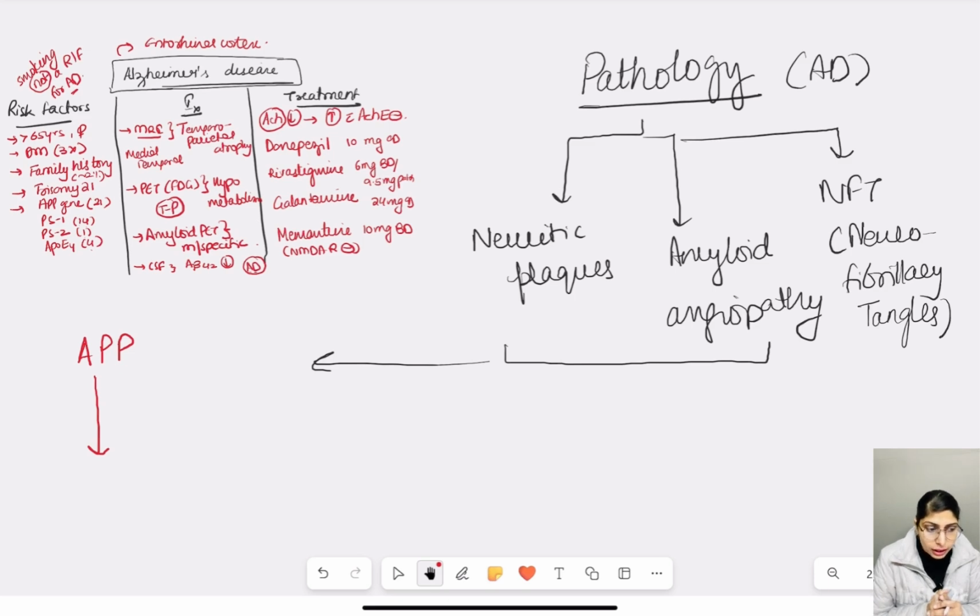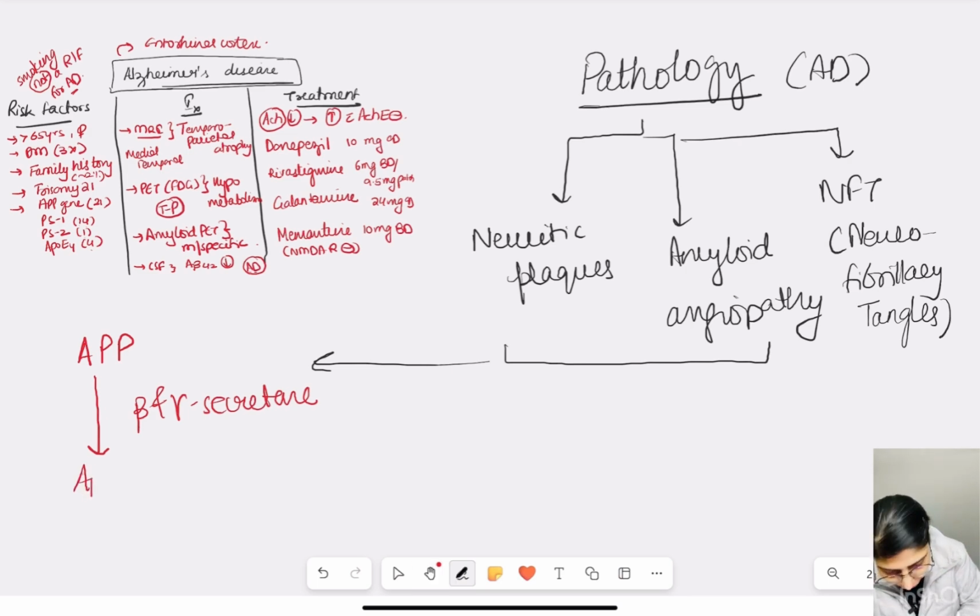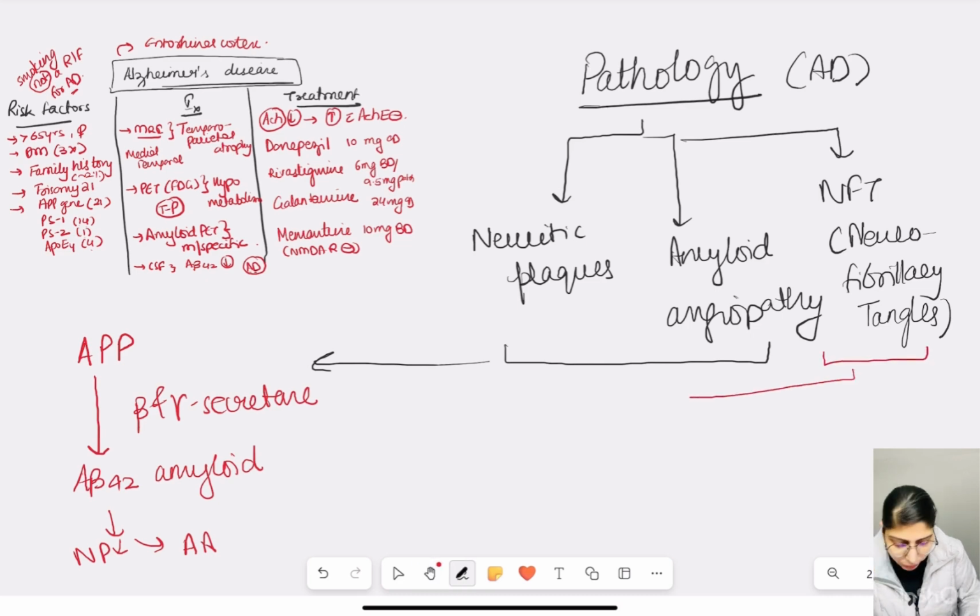But what happens is that sometimes in some people, because of these risk factors that we discussed, because of the age or because of family history, there are beta and gamma secretase levels that increase. Now, as these are enzymes that break down APP, they break down APP into A beta 42 abnormal amyloid. And now this amyloid gets deposited and they lead to both the neuritic plaques and the amyloid angiopathy.